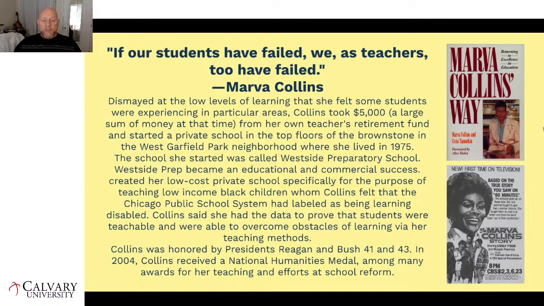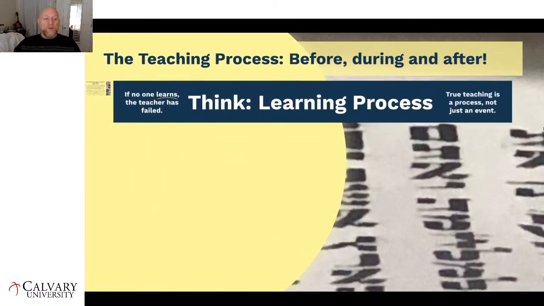And remember the context here. She's talking about low-income black kids who had been failed by the Chicago public school system. Why? Because they had teachers who were simply teaching. And according to Marva Collins, they didn't care if anybody learned. They didn't care about the students failing because they were just doing their job. They taught. It wasn't their fault if the students didn't learn. Marva Collins said, no, if our students fail, we have failed as teachers. And I agree with her.